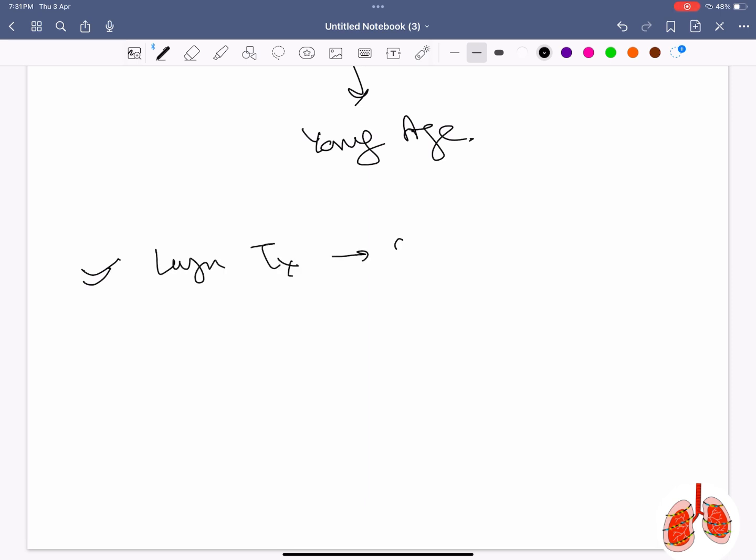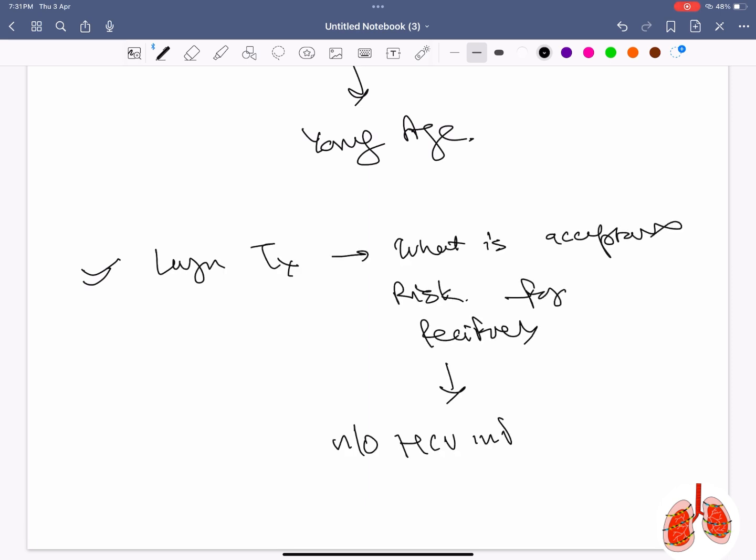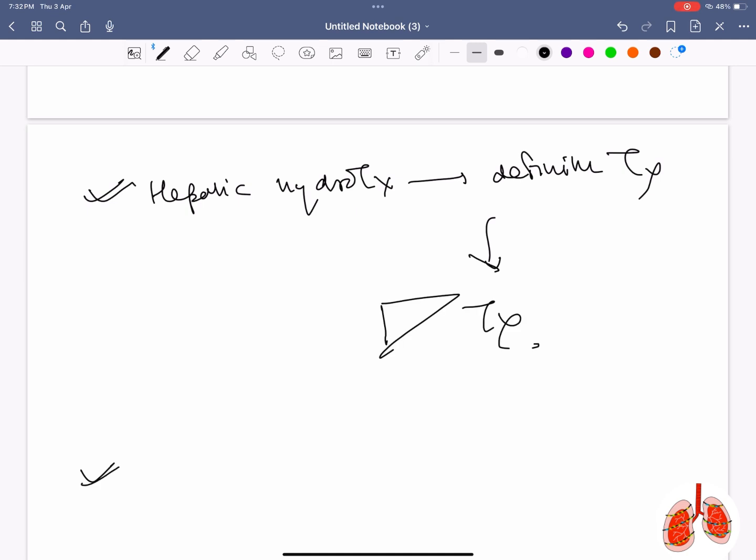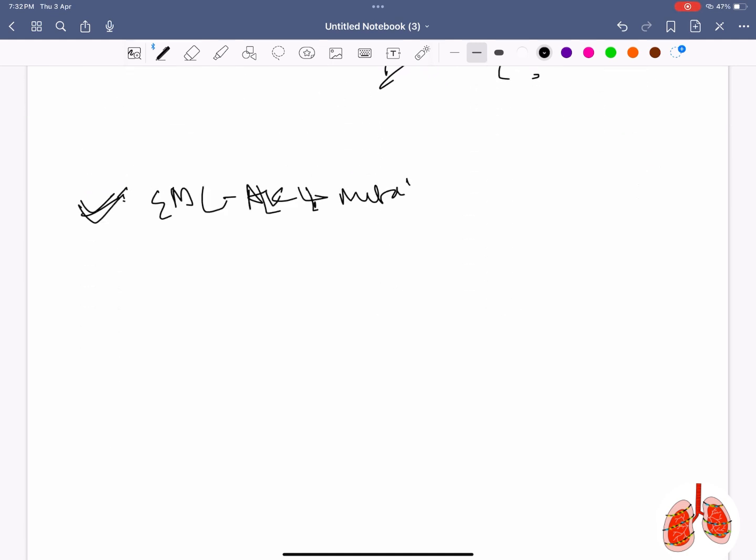Lung transplant. What is an acceptable risk factor for the recipient? History of HCV in donor. In case of hepatic hydrothorax, what will be the definitive treatment for this patient? Answer is liver transplantation. Drug of choice for ALK mutation is crizotinib.